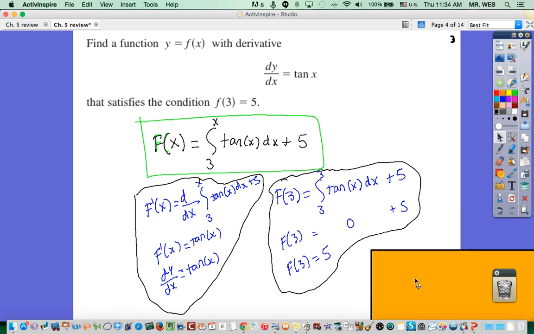Because I know if I put in f of 3 here, that if I put in 3 to 3, this becomes 0, and I have been given f of 3 equals 5. So when you have this here, I force this 3 in here. Therefore, if I put a 3 up here, this whole thing becomes 0, and what's left over is this 5. Therefore, f of 3 equals 5.